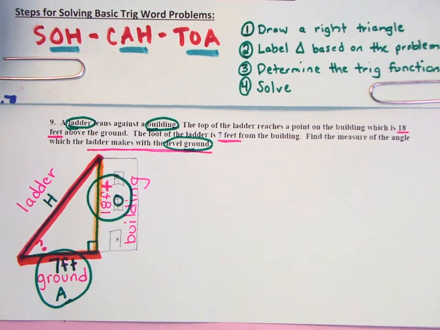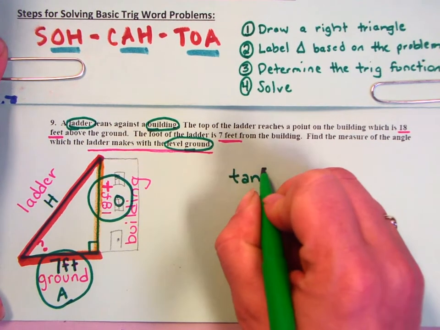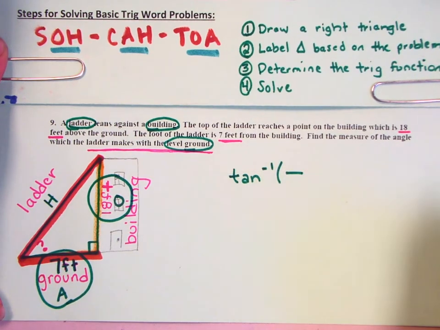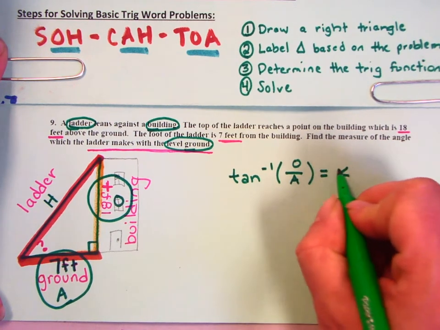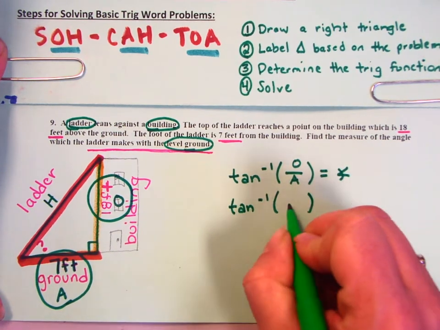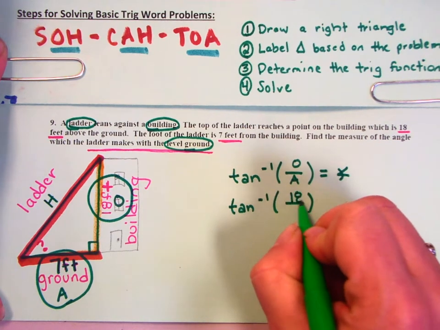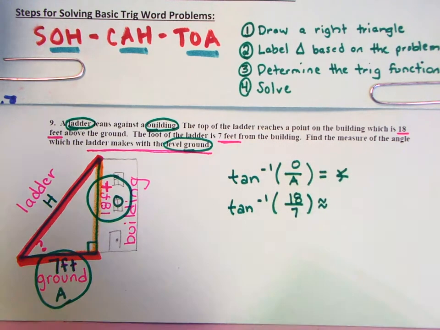So now I need to determine my trig function. I have opposite and adjacent, which makes what? Tangent. But I'm trying to find an angle. So I'm not going to use regular tangent. What am I going to use? Inverse tangent. So we know that the inverse tangent of opposite over adjacent gives me the angle. So I'm going to say the inverse tangent. What is my opposite? 18. What is my adjacent? 7. Now all I have to do is punch this in my calculator.